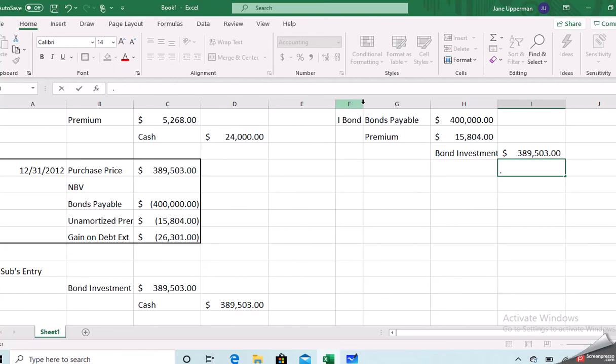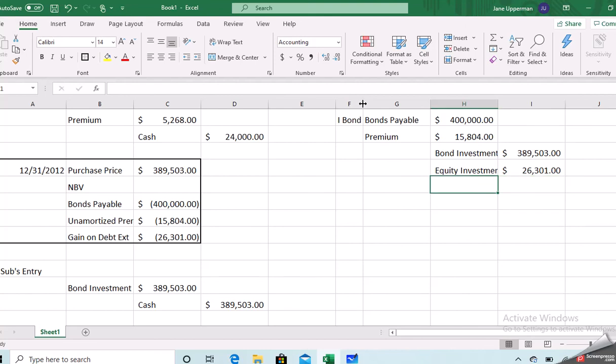So I've got to come up here and eliminate that. Okay, then in order to make this balance, if this were the year of the sale, I would want to put in the gain, which is what I started to type, but it's not the year of the sale. So every year thereafter, it's going to be tied up in the equity investment account. So then the equity investment is going to have $26,301 that needs to be credited out of that. And then that should make that entry balance. Okay, then that's my first entry.